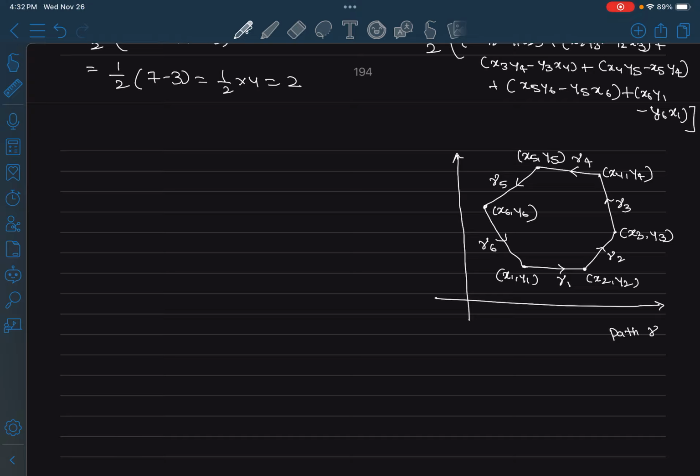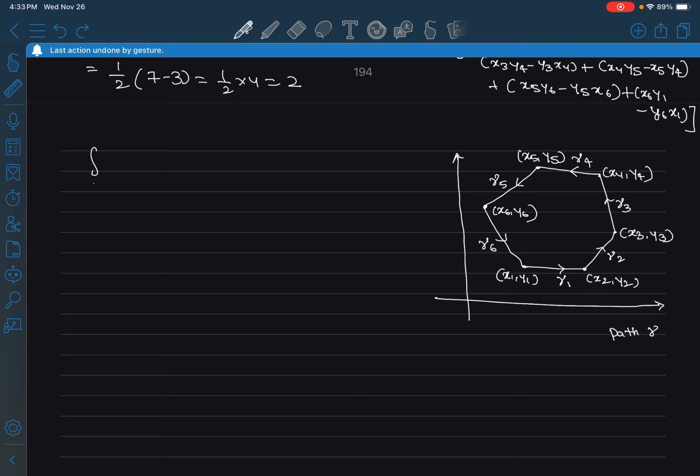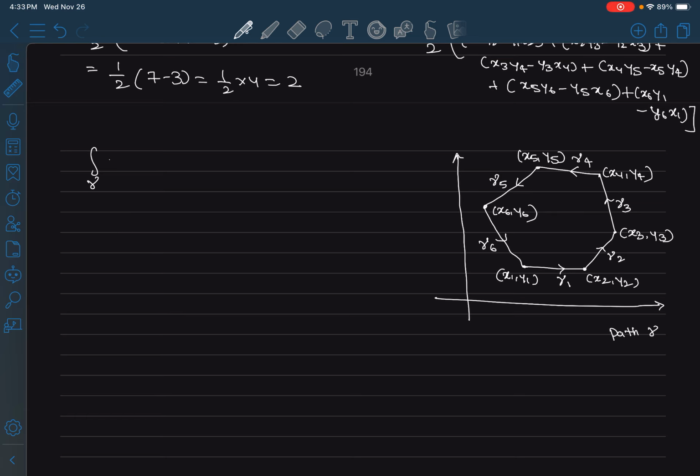Now, what does Green's theorem say? Green's theorem says that if I want to take a double integral, so let's go with a single integral first. Let's say I want to take a single integral over a path.